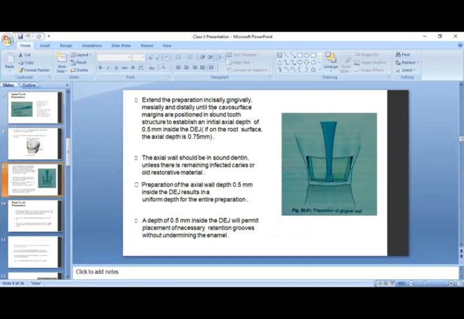Okay, now extend the preparation incisally, gingivally, mesially and distally until the cavosurface margins are positioned in sound tooth structure. Establish an initial axial depth of 0.5 millimeter into the dentin. Okay, what does that first statement mean? That statement means that you started your cavity preparation with the inverted cone burr.